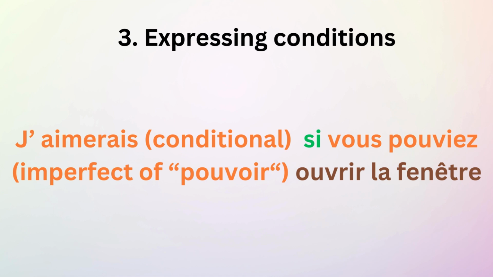Now we see that we have a sentence, j'aimerais, which obviously uses the conditional mood. Then we have si, right? And then we have pouviez, which is the verb pouvoir in the imperfect form. So in this case, we have vous pouviez, and there's another clause, ouvrir la fenêtre. So vous pouvez ouvrir la fenêtre is the second part of this phrase.